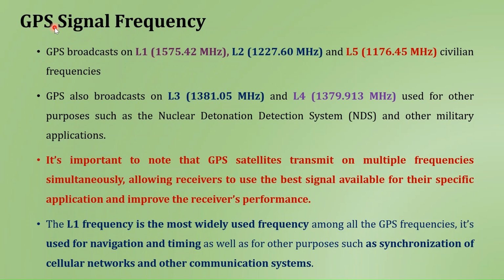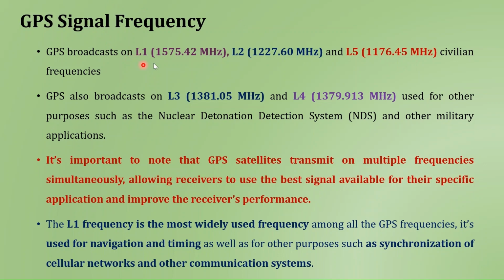These are referred to as the GPS signal frequencies. In total, there are 5 frequencies at which the data is broadcast. Here we have L1, which is at 1575.42 megahertz. Then we have the L2 frequency, which is at 1227.60 megahertz. And then L5, that is 1176.45 megahertz.